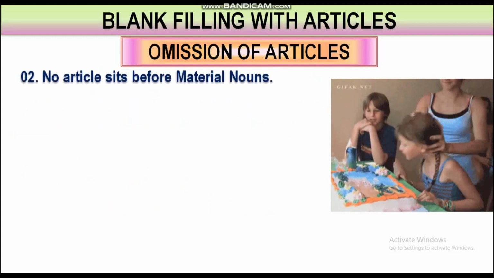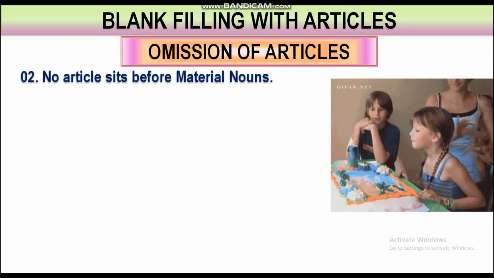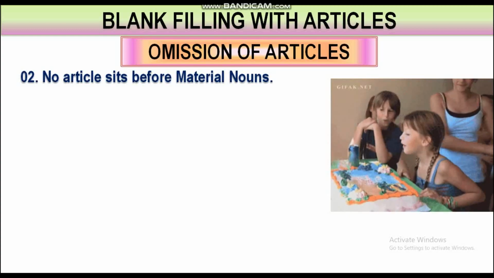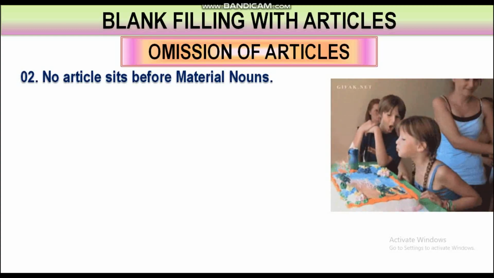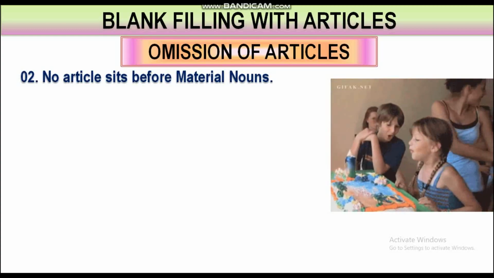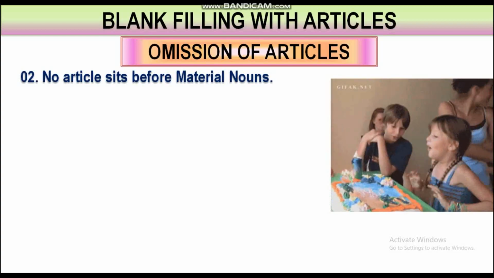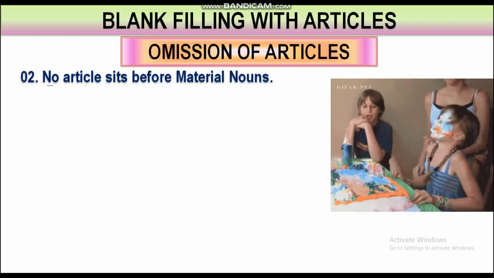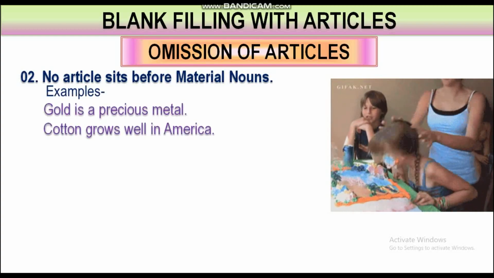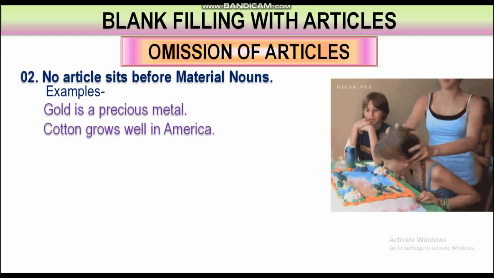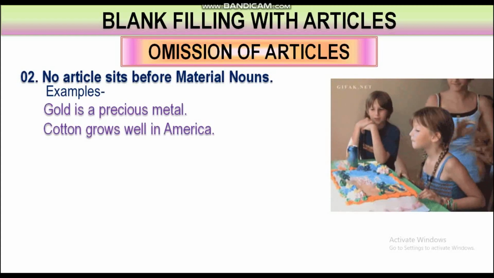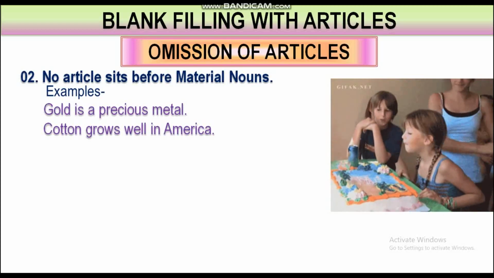Number 2. No article sits before material nouns. Material noun means the name of a material or substance. For example, gold is a precious metal. Cotton grows well in America.